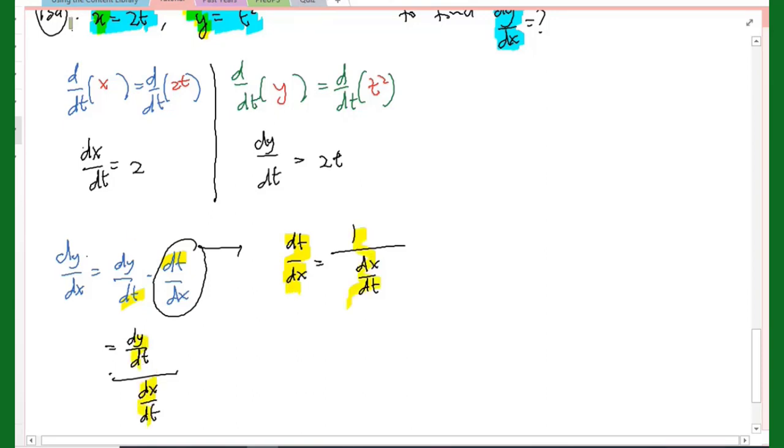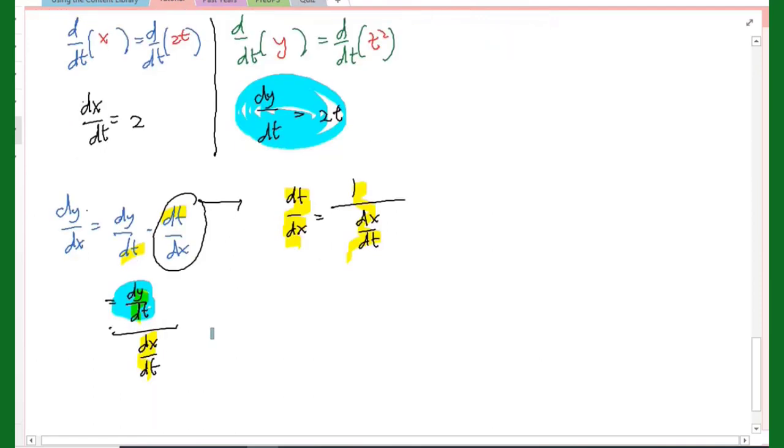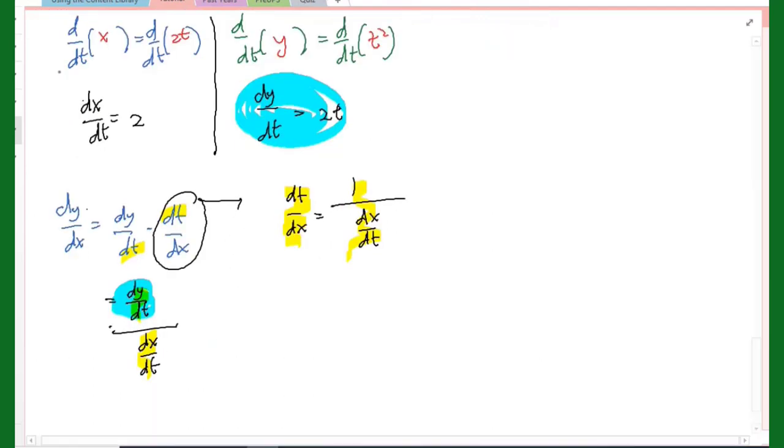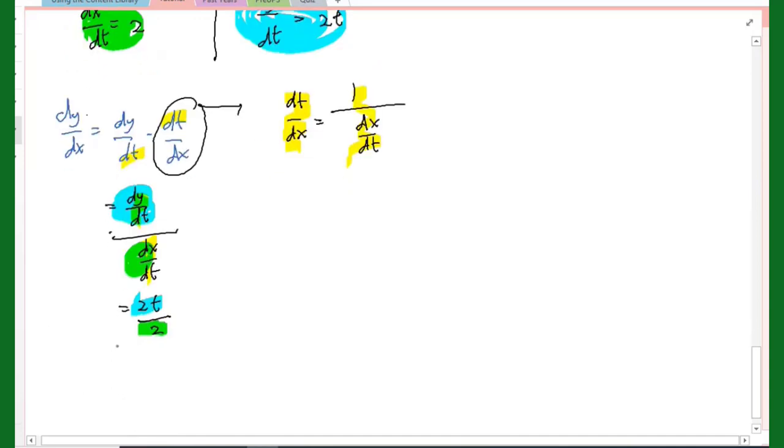So now the idea is, we substitute dy/dt, which is 2t, over dx/dt, which is 2. Okay, so dy/dx is equal to t. Settled, simple.